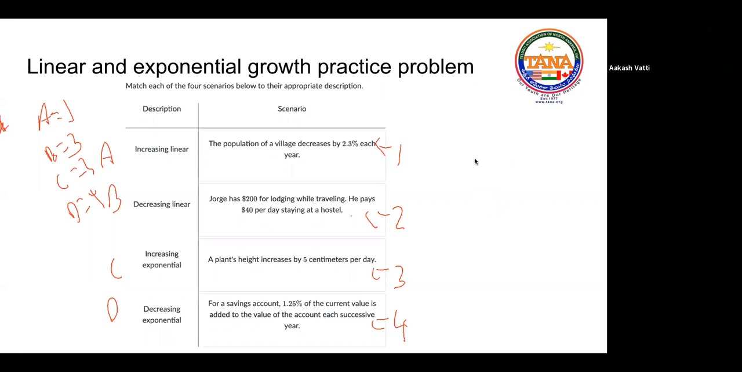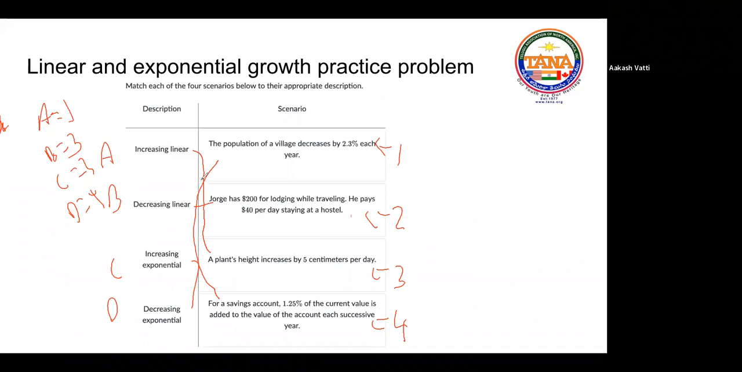So here I'll just draw lines between which is which. Increasing linear is plant height increases. I believe everyone who answered it got it right. Decreasing linear is George has $200. Increasing exponential is for a savings account, and decreasing exponential. Oops, I did that backwards. I wrote that wrong. Undo. Increasing exponential is this, and decreasing exponential is this.